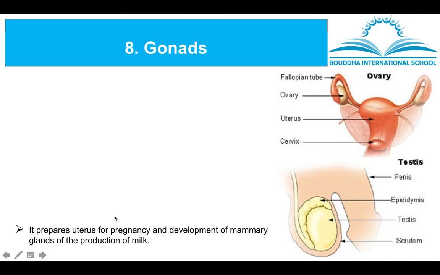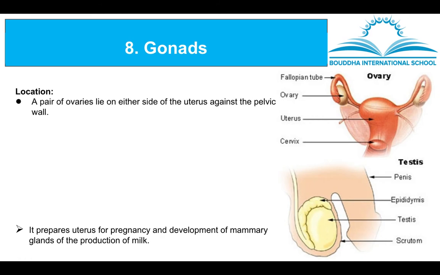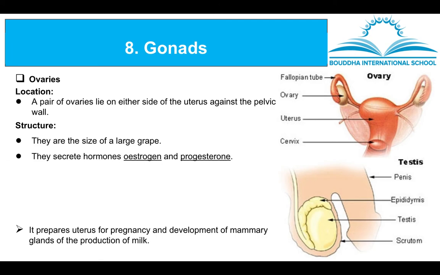Now let's go to the female gonads. The female gonads are called ovaries. There are two ovaries that lie on either side of the uterus against the pelvic wall, and structure wise it is the size of a large grape, and they secrete two hormones called estrogen and progesterone.